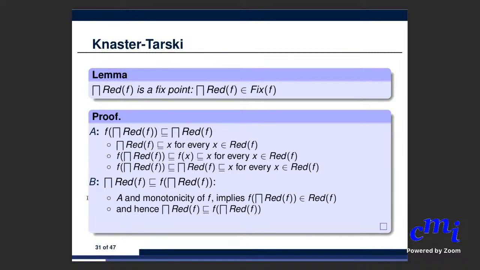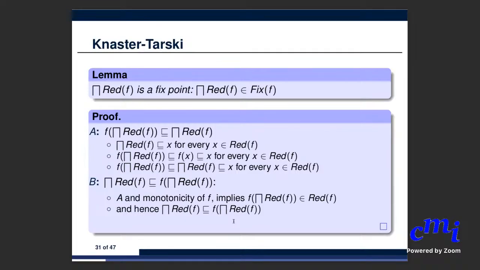And since the greatest lower bound is less than or equal to every element in the reductive set, and we've shown that F applied to this thing has to be in there, we've shown that the greatest lower bound is less than or equal to that. So that is a fixed point, and so it has to be inside, and it is also a fixed point. Okay. This shows the existence.